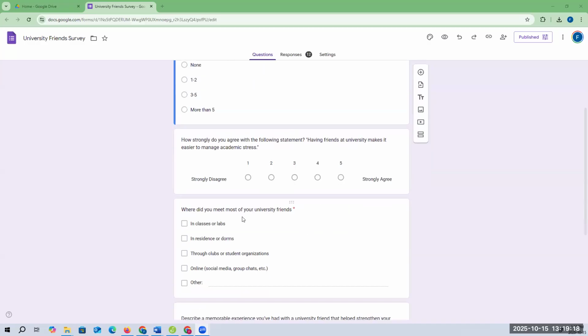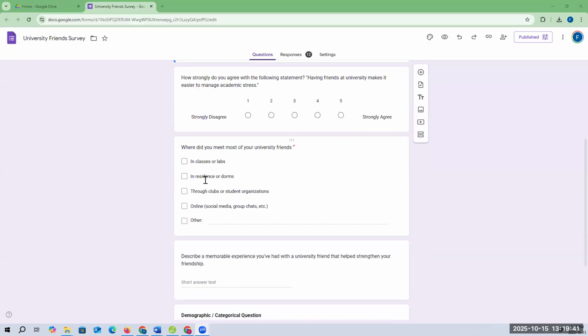Where did you meet most of your university friends? So this is the location. Where do the students usually meet for the first time? This question could have been clearer: where did they first meet their university friend, when they made friends? In class, in residence.